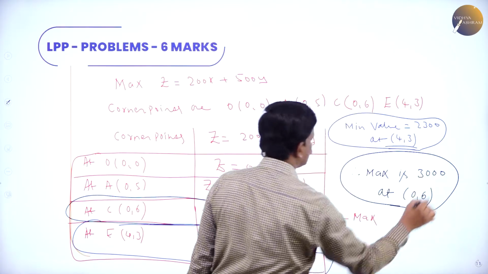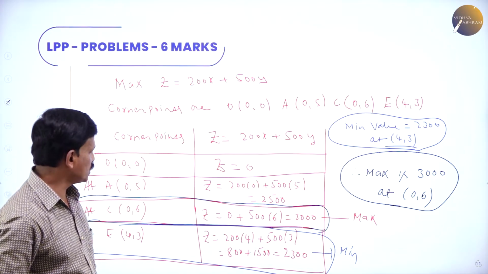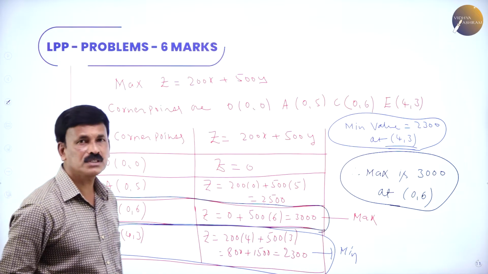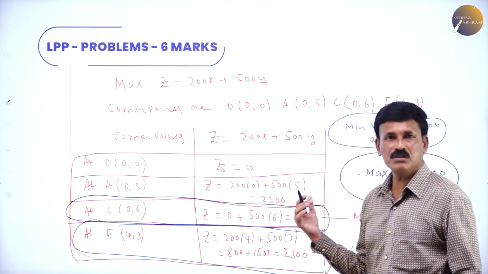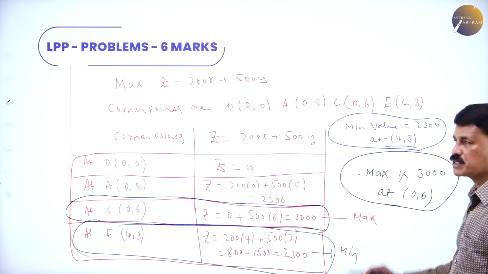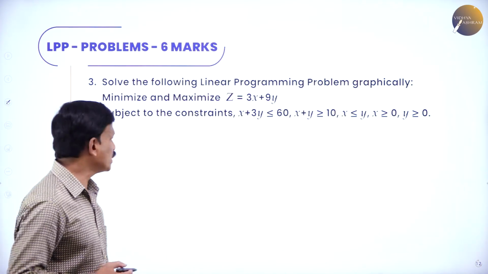That's it. So the maximum is 3000 at (0, 6) and the minimum is 2300 at (4, 3). If they ask to find the maximum value, show the maximum value. If it is the minimum value, represent the minimum value. That's it. Hope you followed how to solve this. Now let us come to the next problem.